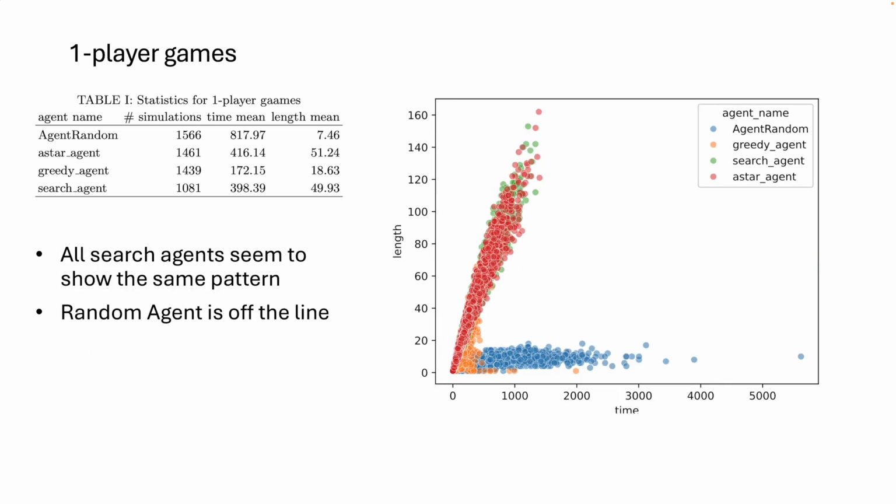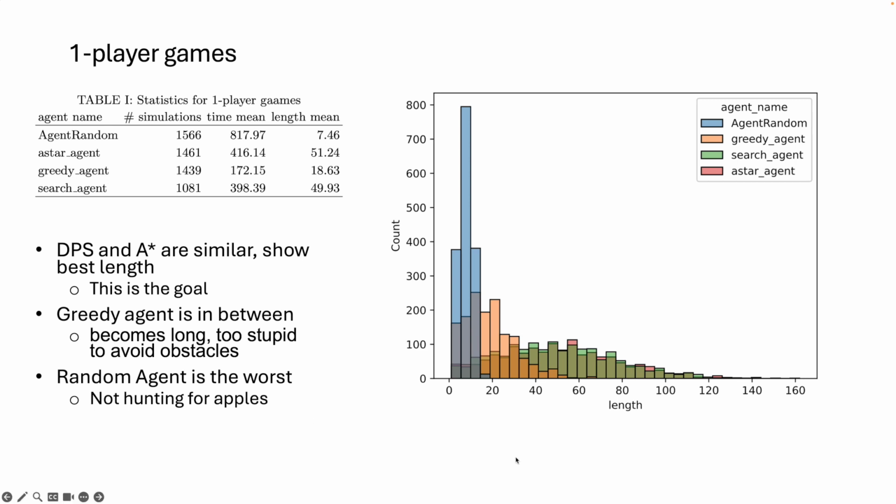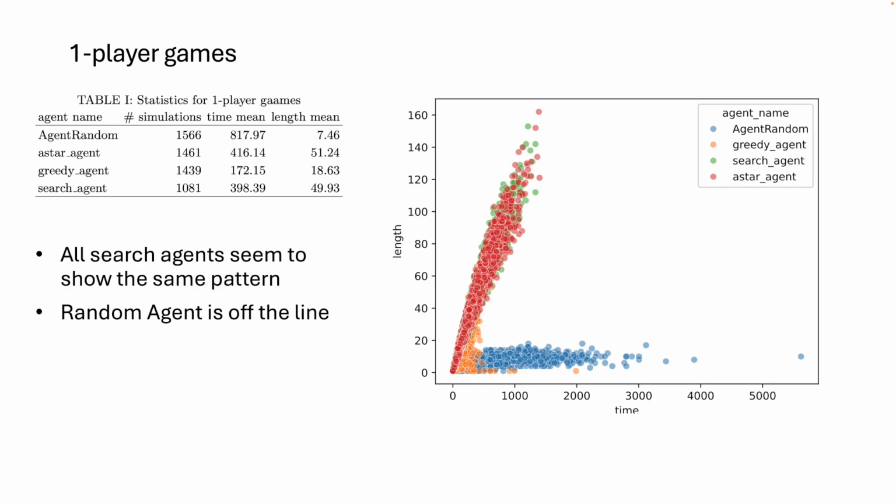If the length is considered as a metric, we can see that our search agents are similar. They are the winners and show the best length, the greedy agent is again in between, and the random agent is the worst. The reason is very simple, since hunting for apples is not considered a goal of this agent.